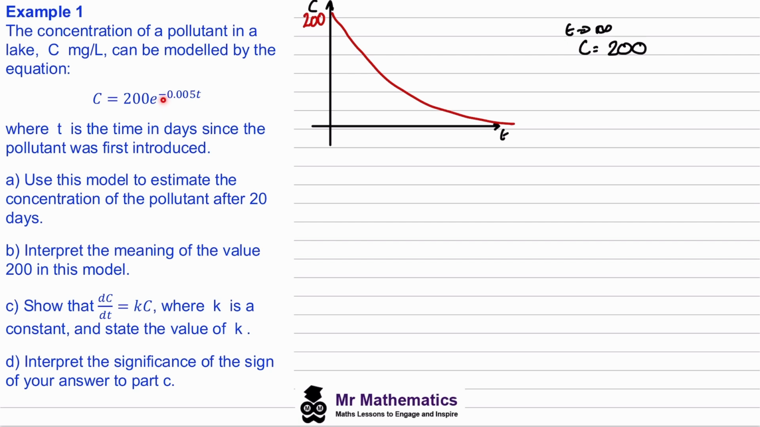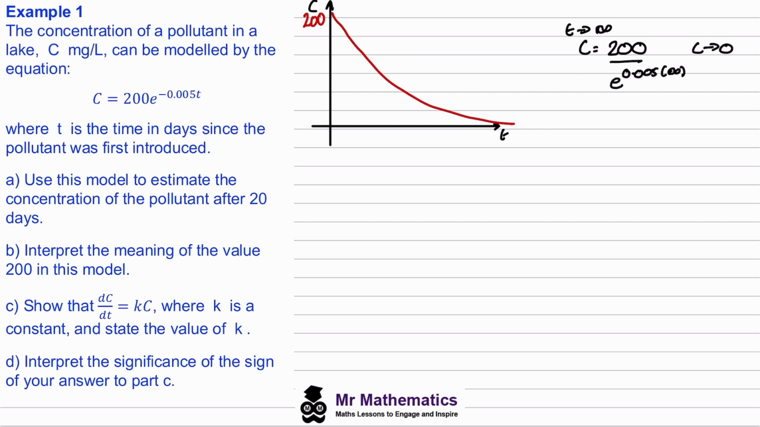And as t increases, or tends to infinity, because this is a negative power, I'll write it as a division of e to the 0.005t. So this becomes 200 divided by a very large number. So as t tends to infinity, C tends to 0. And this is where we get the asymptote here. So you can see that this is a decreasing function.